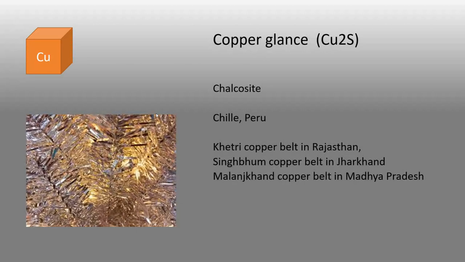Okay, next is copper glance. In copper glance, copper is present with sulfur, so it is somewhat yellowish, and it is a main ore. Another name is chalcocite, and it is generally found in Chile and Peru. Talking about Indian reserves, in India there is the Khetri copper belt, that is a continuous area, so it is known as a belt.